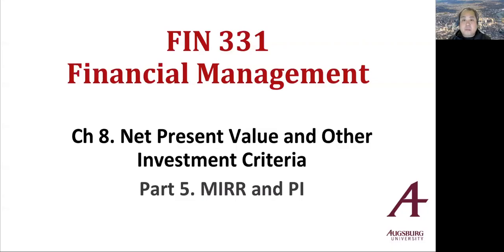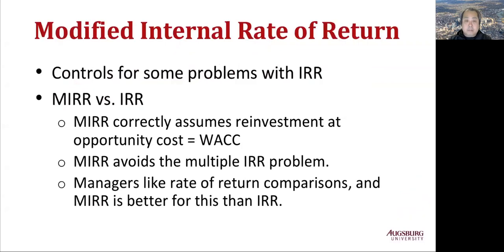To resolve the problem from IRR, we may modify IRR to make it comparable and usable. We call this modified internal rate of return, MIRR. MIRR correctly assumes reinvestment at opportunity cost and avoids the multiple IRR problem. Furthermore, managers like rate of return comparisons rather than dollar comparison, and MIRR is better for this than IRR.